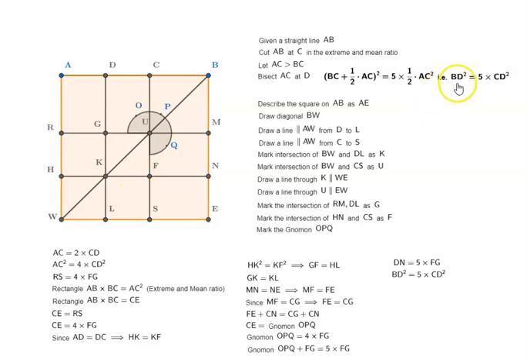So we have proved that BD square is equal to 5 times CD square, or we have proved that BC plus half of AC the whole square is equal to 5 times half of AC square. That is proposition number 3 of book 13 of Euclid's Elements.